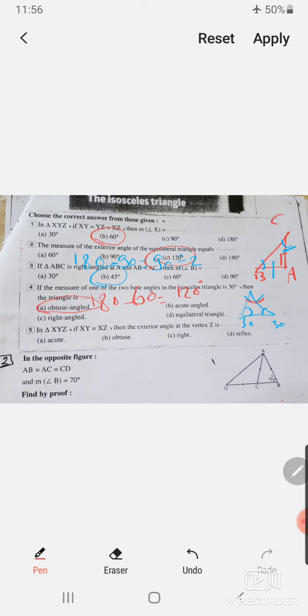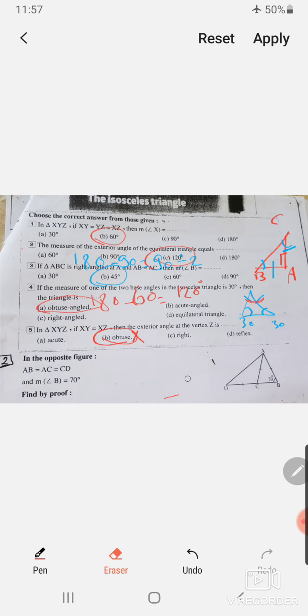The last one, in triangle XYZ. I must draw it here: X, Y, and Z. XY equals XZ. Then the exterior angle, this one, will be the exterior angle of Z, and of course it will be an obtuse angle.